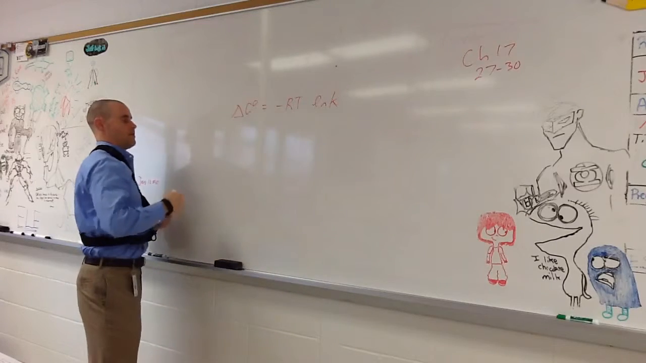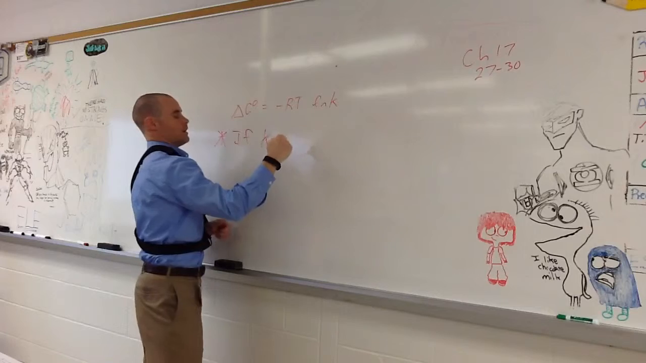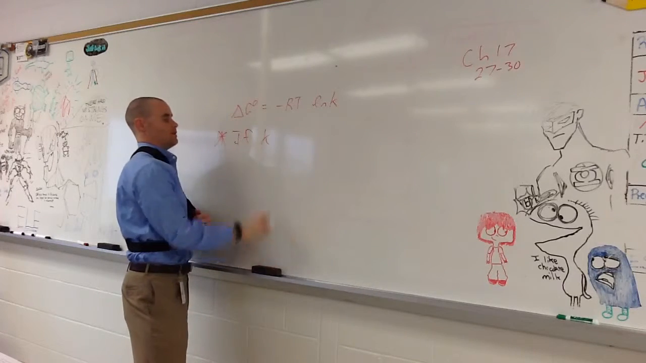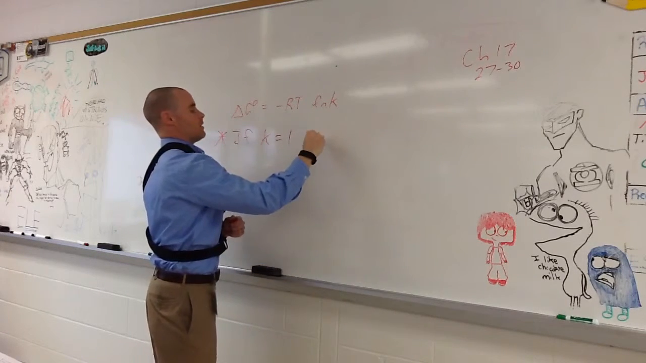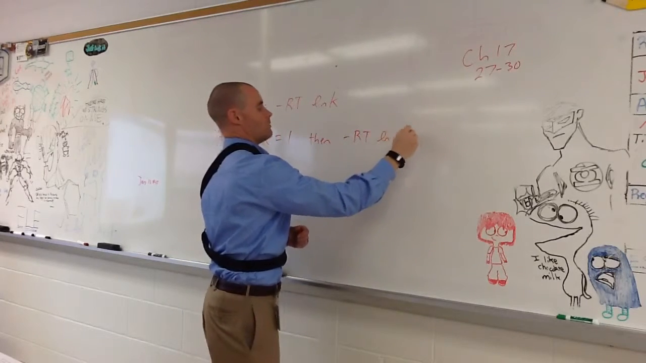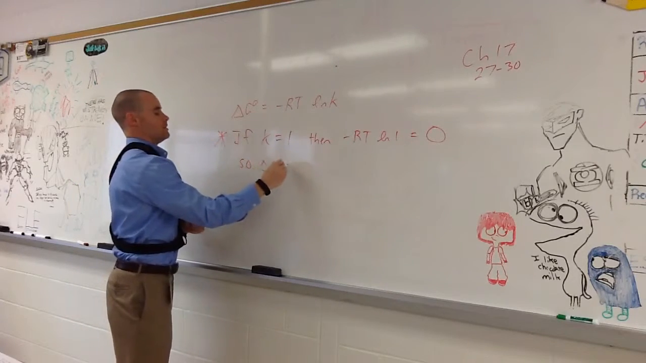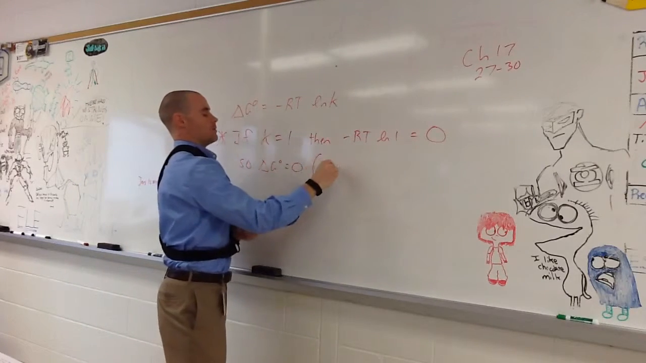And last part here, if K is, let's do this, if K is equal to 1, then negative RT natural log of 1 becomes 0. So delta G is equal to 0. It's at equilibrium.